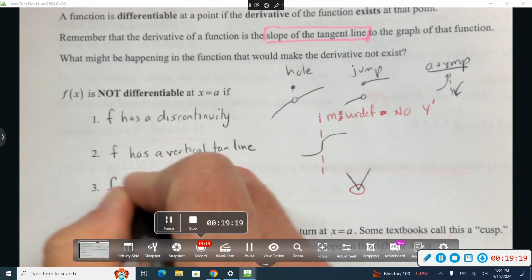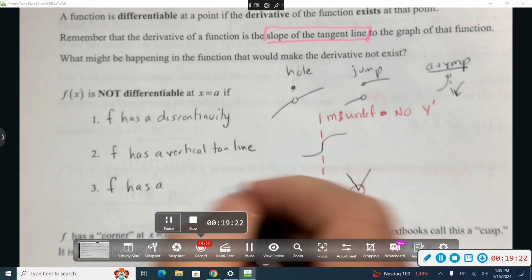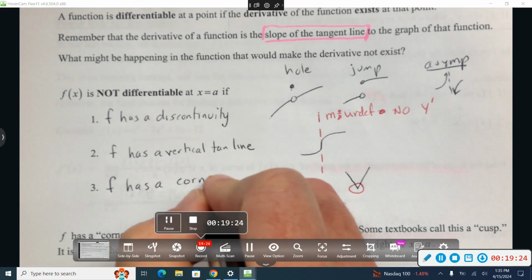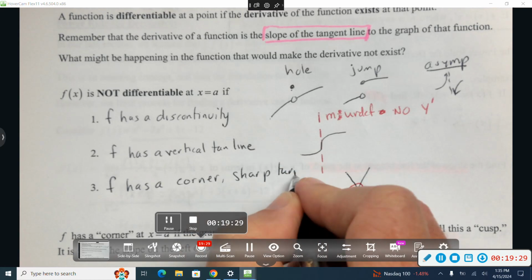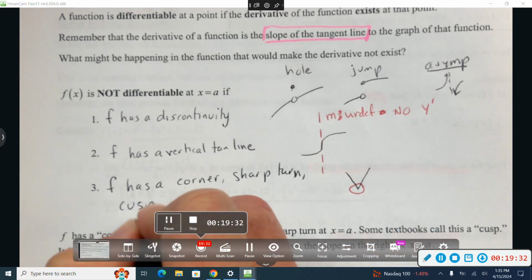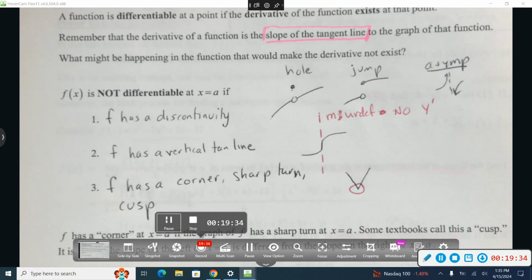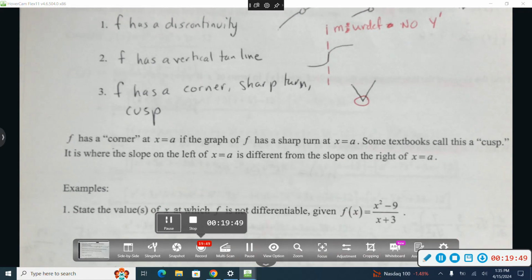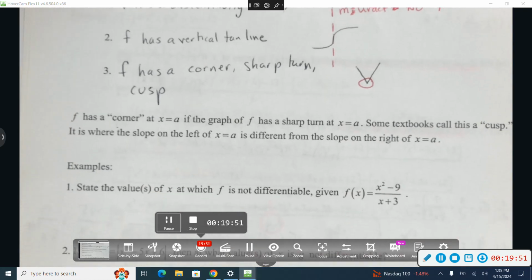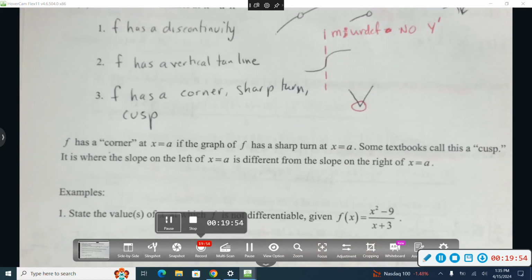And so if f has, we use different words for that, a corner, a sharp turn, textbooks call it a cusp. Those all mean the same thing. If there's a sharp turn, then there's no way to get a tangent line there. So it does not have a derivative there. Okay, corner, cusp, sharp turn. I guess there's other things. There'd be no way to draw a derivative there, to draw a tangent line there.